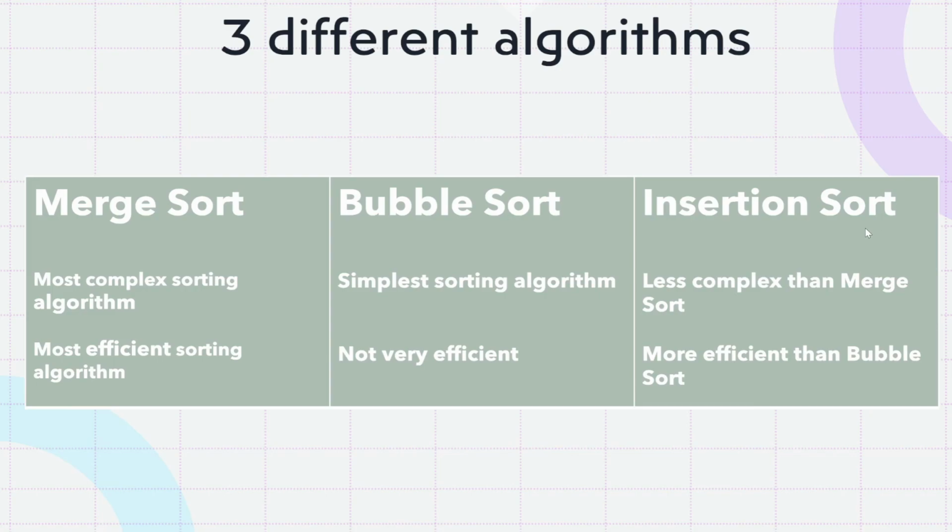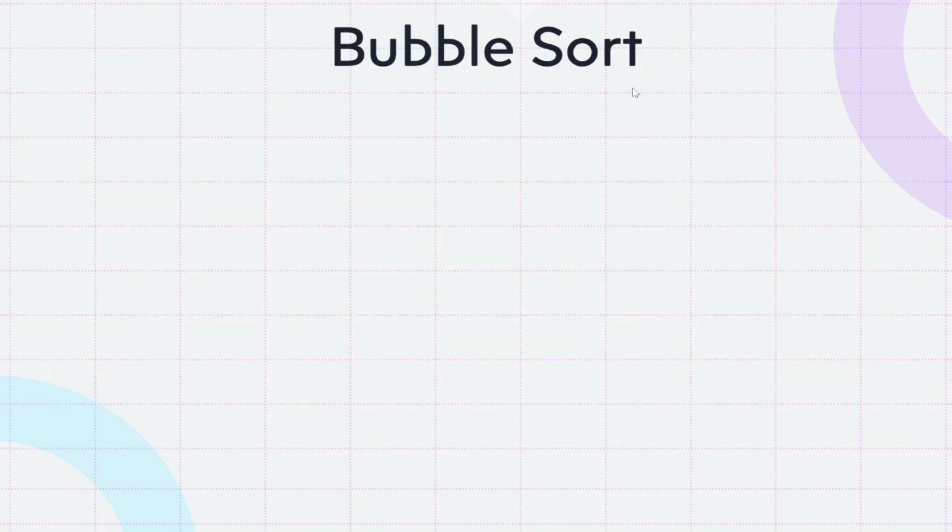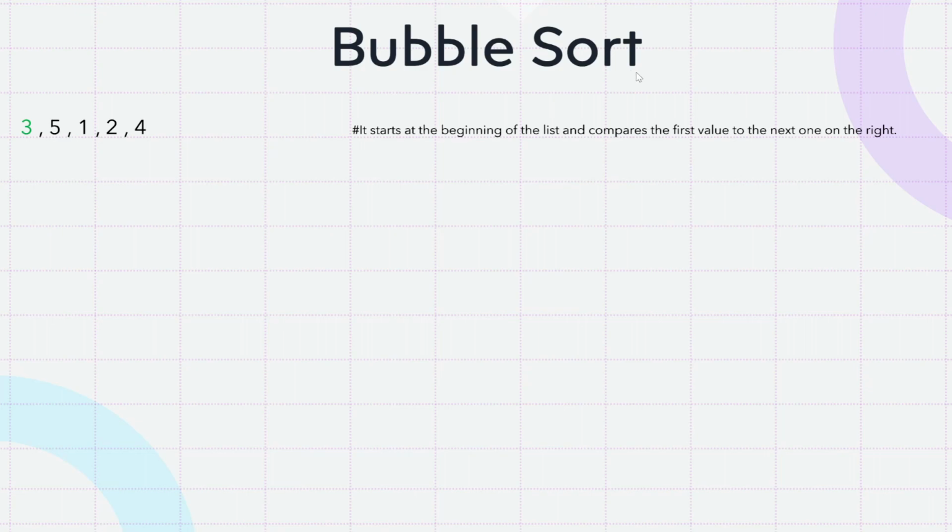So yeah. First we're going to be going over bubble sort. So here is a list of numbers, and basically sorting algorithms just sort the list. It's pretty self-explanatory. So I'm going to be using this in every example.